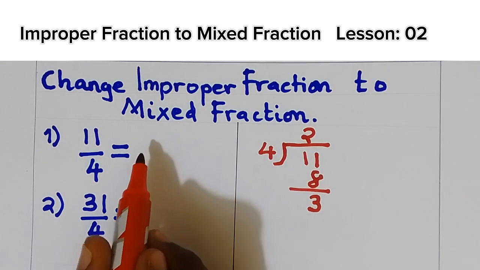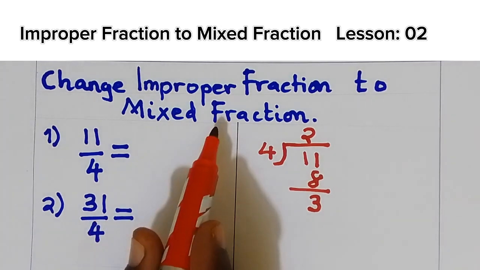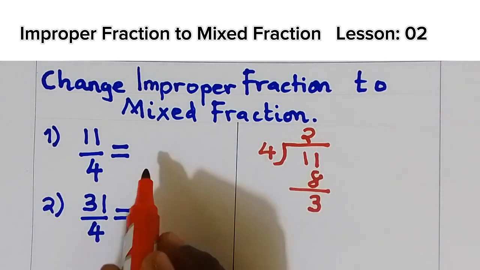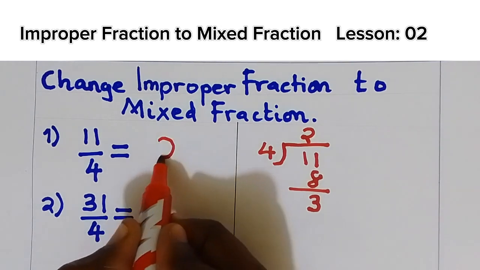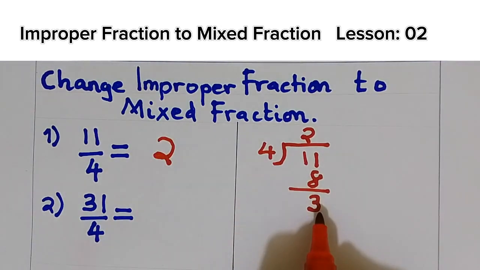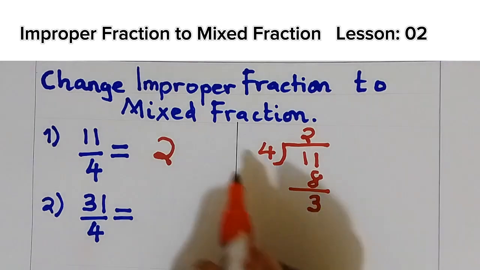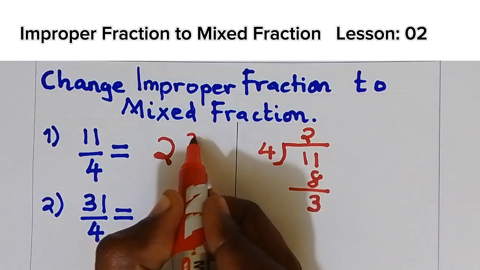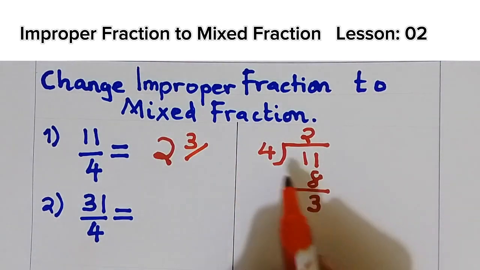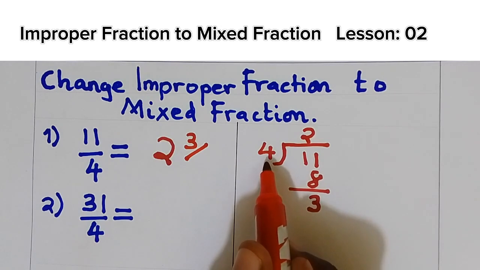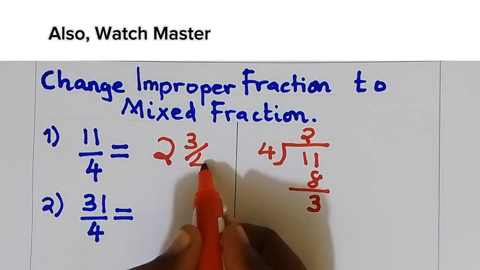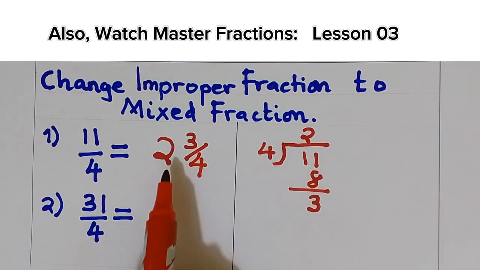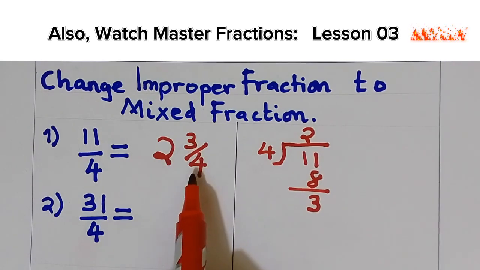Now I'm going to make my mixed fraction. The quotient is going to be the whole number, and the remainder is going to be the numerator. Then the divisor is going to be the denominator. So I'm going to get a mixed fraction, 2 whole number, 3 over 4.